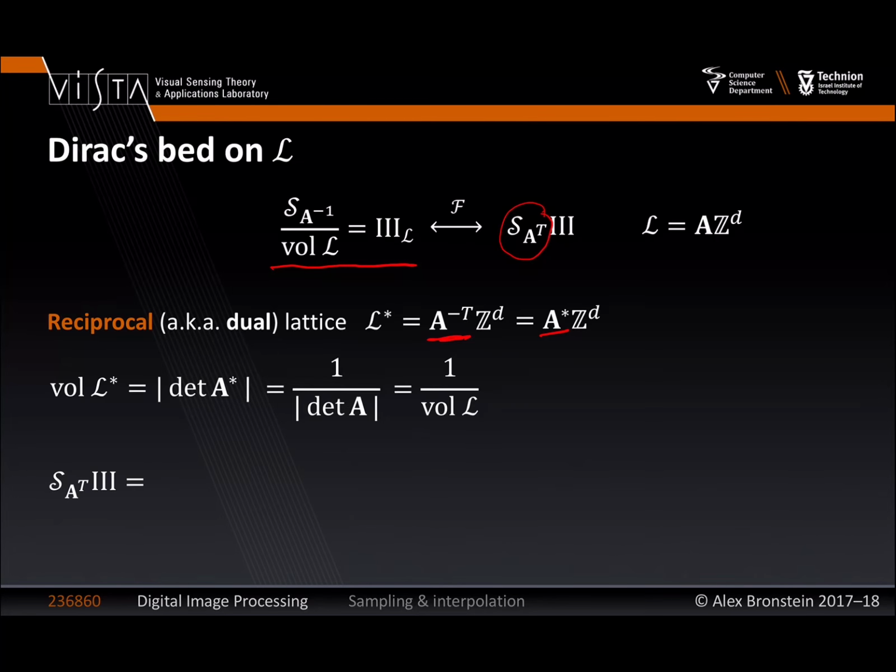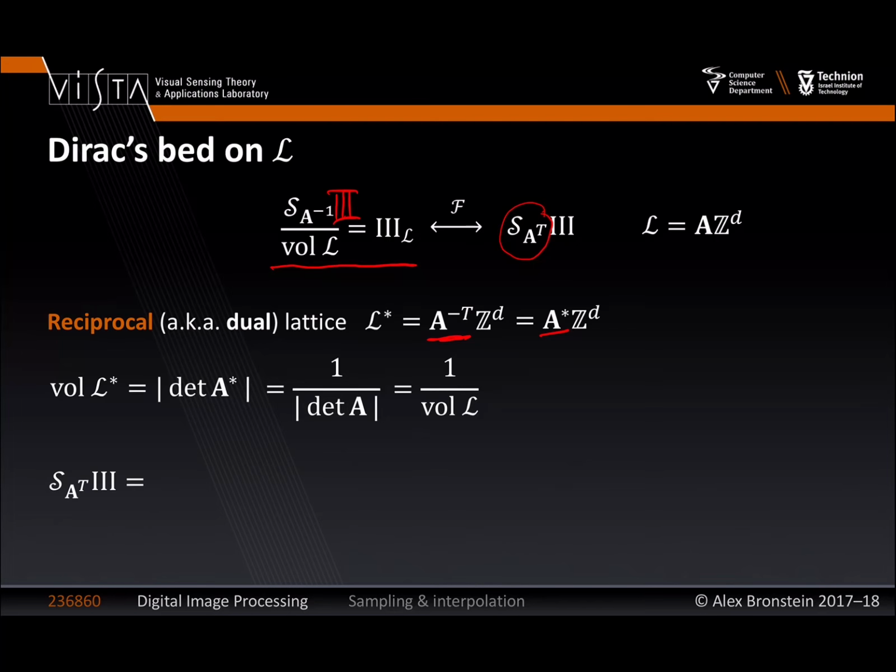It should be this Dirac's bed here, obviously, right? We need some inverse of the matrix A and some scaling by the volume to basically write this as the Dirac's bed on some lattice, right? So let's see which lattice this Dirac's bed is on.